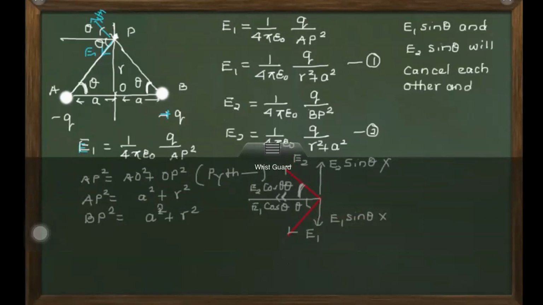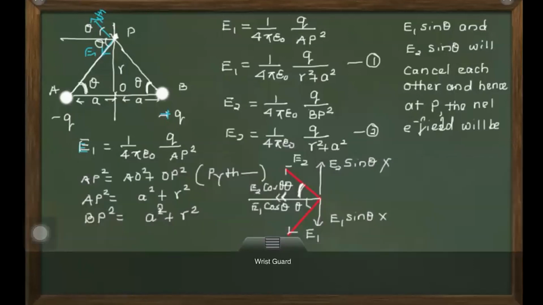And hence, at point P, the net electric field will be what? What can you say? Net E will be E is equal to E1 cos theta plus E2 cos theta.